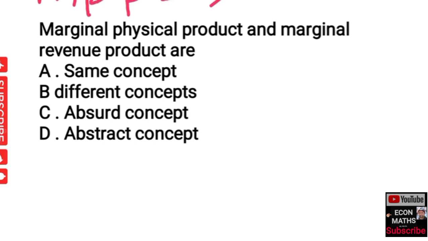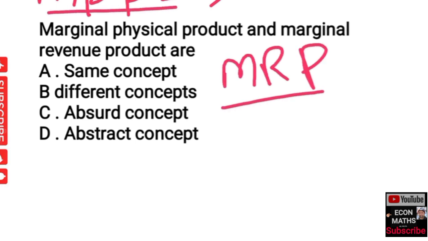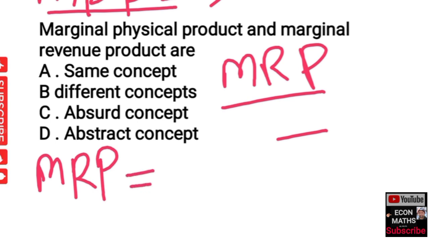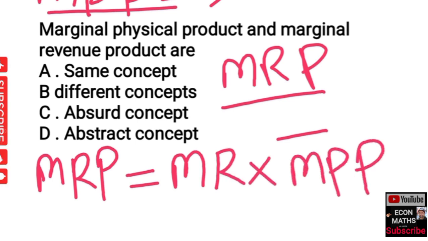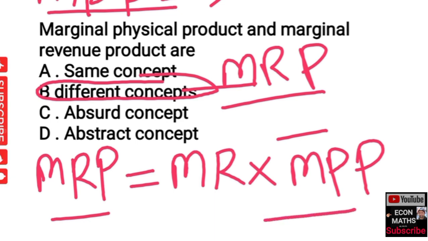Marginal physical product tells us how many more units of output can be made by employing additional labor. And marginal revenue product tells us how much revenue we can make from additional units of output produced by the additional worker. The relationship between MRP, that is marginal revenue product, and MPP is given by: marginal revenue product is equal to marginal revenue times the marginal physical product. So the correct option should be different concepts, that is, marginal revenue product and marginal physical product are different concepts.